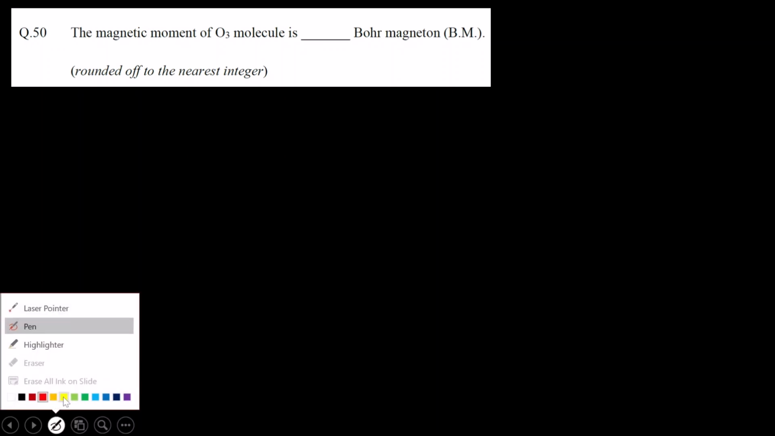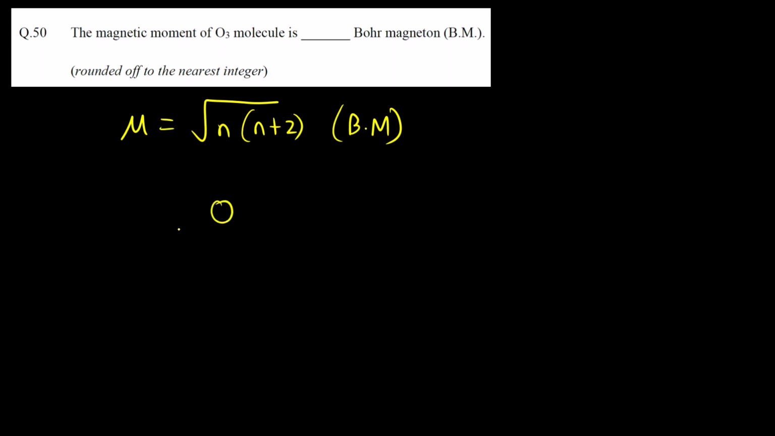Okay, and last question: the magnetic moment of O3 molecule is. So for this what we have to do is draw the Lewis diagram for O3. Okay, the magnetic moment formula is mu is equal to root of n into n plus 2. The unit is Bohr magneton. N is the number of unpaired electrons. Now if you draw the Lewis structure of ozone, it looks something like this: 1, 2, 3, 4, 5 and 6.